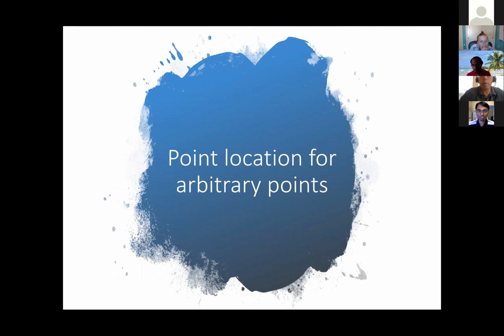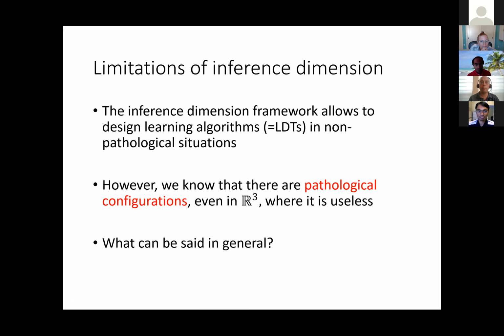So what happens for arbitrary point sets? Just very briefly, I will tell you that this inference dimension framework breaks down in some pathological situations, even in 3-dimensional space. I'm doing complexity theory, so I care about pathological scenarios as well. What can we say in general, for arbitrary point sets, where we're making no assumptions on them?